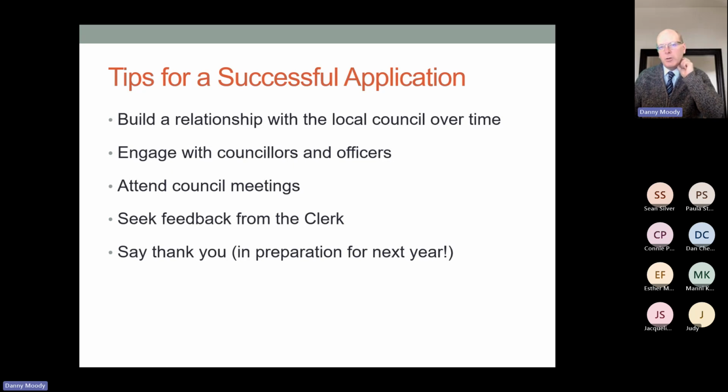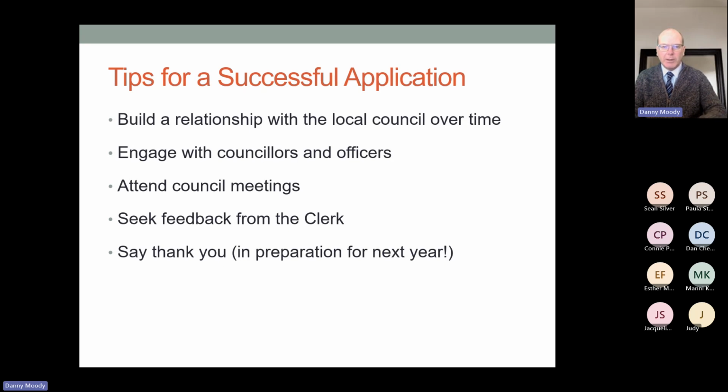And then a couple more general things that will help with making a successful application. So I think where possible, you would try to build a relationship with the local council over a period of time. So again, you bear in mind that parish and town councillors are human beings and they're members of the community. If you just pop up from nowhere, put in a grant application and then disappear again, that's unlikely to make the councillors feel that it's something worth their support.